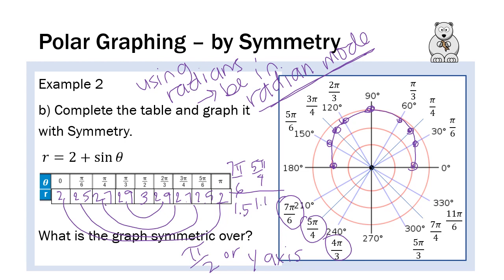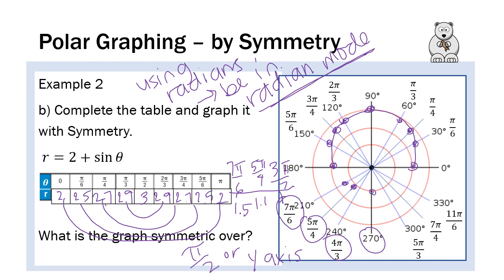And then I went ahead and did 3 pi over 2. I did this one, I didn't do that one. And that was 1. So at 7 pi over 6, it was 1.5. For 5 pi over 4, it was 1.1, so it's getting very close to 1. And then for 270, the 3 pi over 2, it was 1.